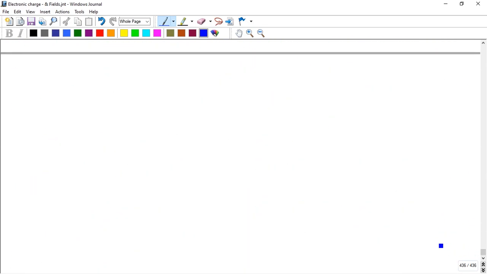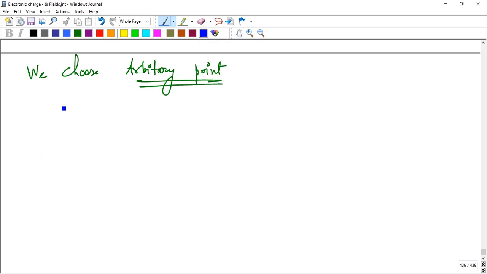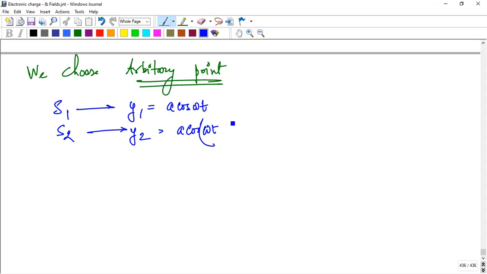Okay, so now if we choose any arbitrary point, arbitrary point means any value. So suppose S1 creates here y1, that is a cos omega t, some wave, and S2 creates y2 as a cos of omega t plus phi. Suppose there is a phase angle phi, so phi is the phase difference of two waves.